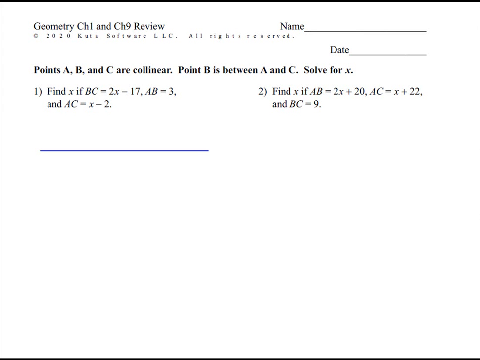All right, let's review chapters 1 and chapter 9 for the geometry test. So let's take a look at number 1 here. It says points A, B, and C are collinear, so that means they're all on the same line. And it says point B is between A and C. Okay, so let's kind of draw that out.